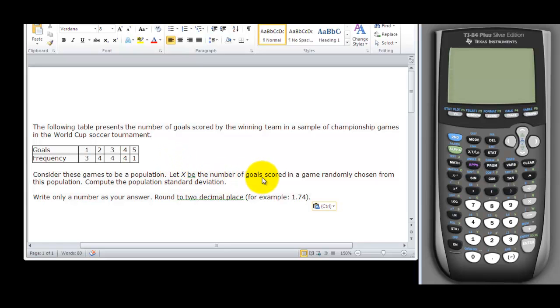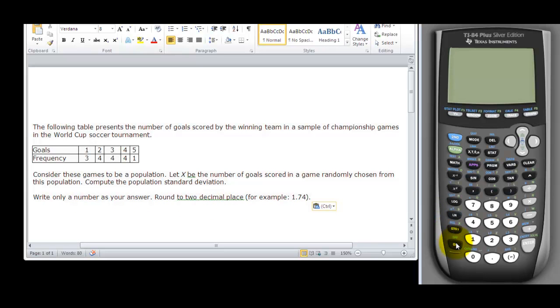It says let x be the number of goals scored in a randomly chosen game from this population. So this is the random variable that we're looking at, the number of goals, and compute the population standard deviation. Write only a number as your answer and round to 2 decimal places.